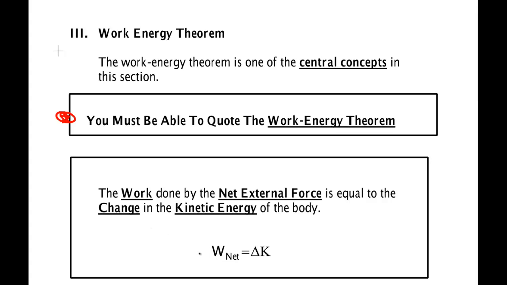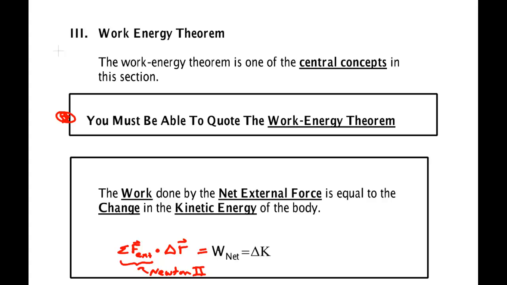W net, which could be thought of as being this net external force dotted into the displacement vector, connected back to Newton 2. Newton 2, I told you, knew everything. We're writing Newton 2 in a new way. What it does is to change the motion of an object. By doing that, to change the speed of the object.